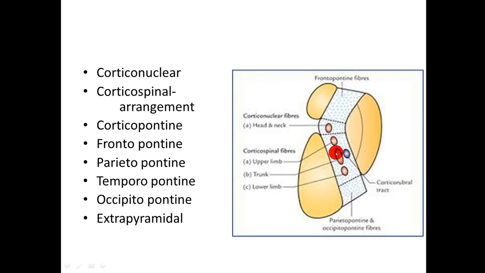So arrangement from anterior to posterior. In the genu we have head and neck region fibers, then in the posterior limb we have upper limb, thorax and the lower limb fibers, and near the thorax we have the corticorubral fibers or the extrapyramidal fibers.